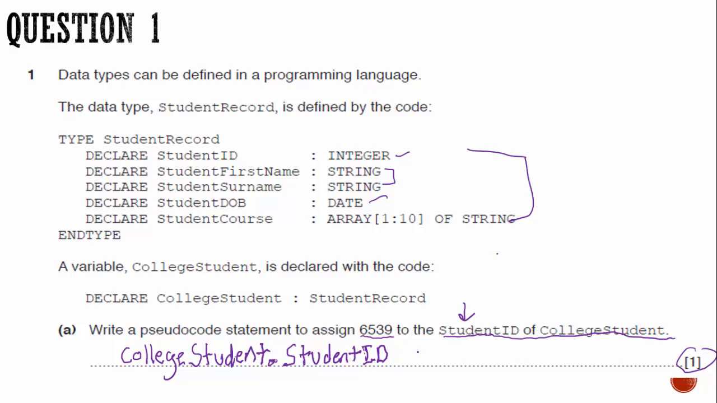Now remember, in pseudocode, we don't use an equal sign. Simply draw an arrow, and then we write 6,539, and we are done. We just got our full point. Let's jump to the next question.